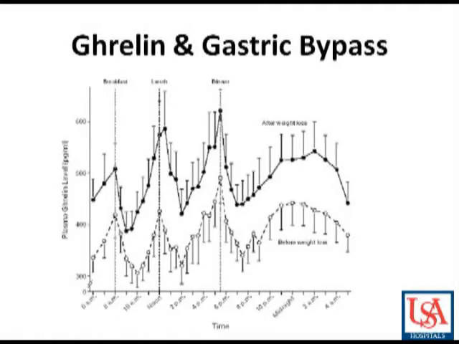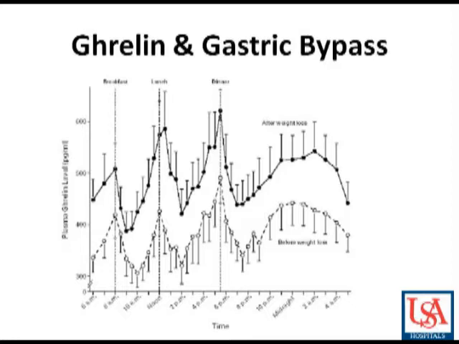So, why does gastric bypass work? Okay? This is ghrelin levels in two patient populations. One patient population, this is the same patients. These are about 30 patients who underwent a weight loss program. So here they are at baseline with their ghrelin levels over a 24-hour period.